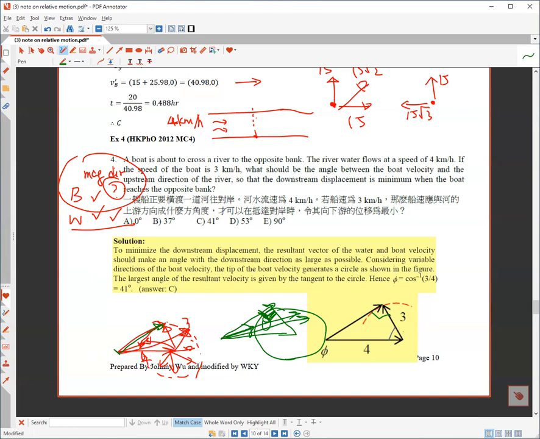So in this case, to find this angle, you use cosine theta, which is 3 over 4. Then you can get the answer, I think it's D for dog, is it? Is it D for dog? Oh, no, no, no, sorry. It's C for cat. Yeah, sorry. C for cat. Okay?